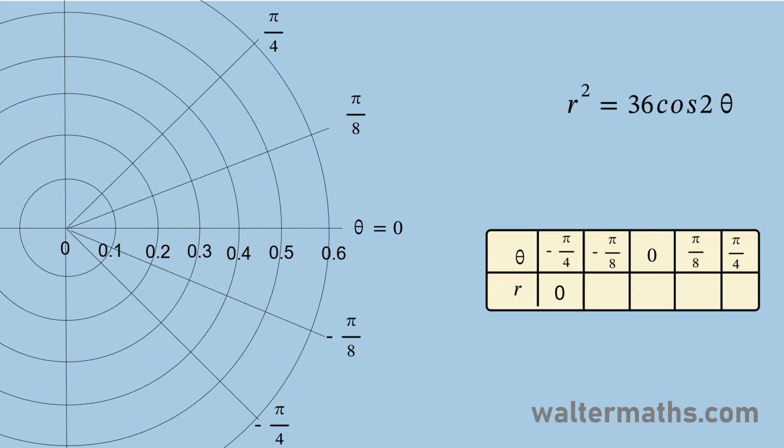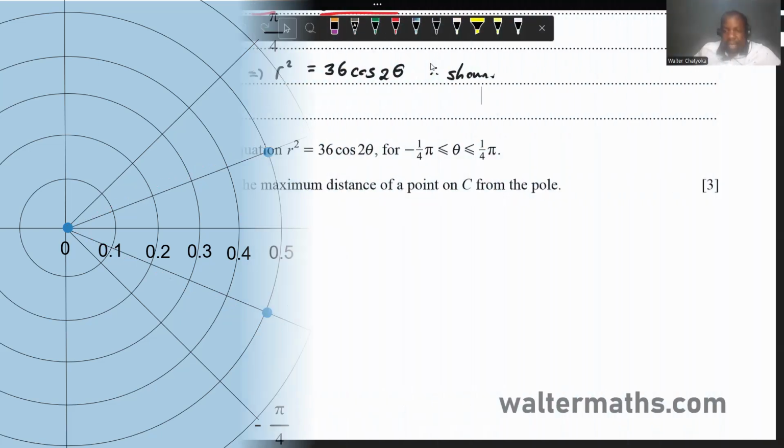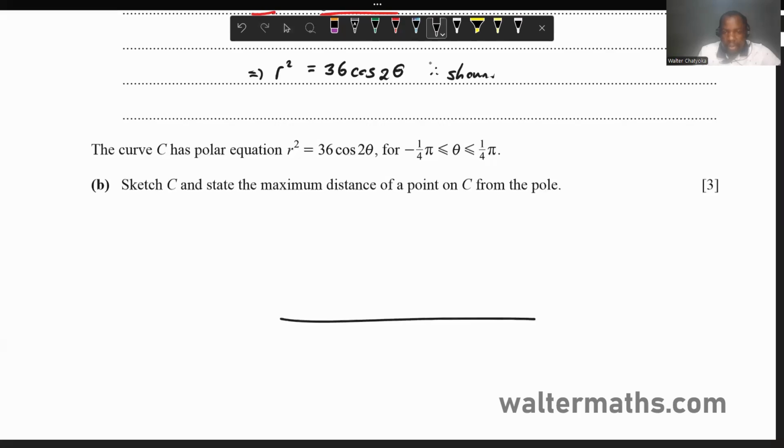When theta is minus an eighth pi, r is 5.0. When theta is equal to 0, r will be 6. When theta is an eighth pi, r will be 5.0. And when theta is a quarter pi, r will be 0. So we can plot out the points here, and you can see the curve comes out like this. Putting the curve here, we have the initial line here, theta equal to 0, and the pole here. And you saw that the curve came out like this.